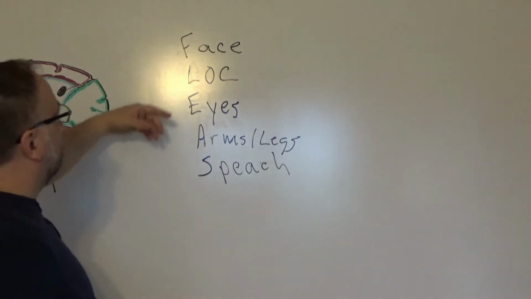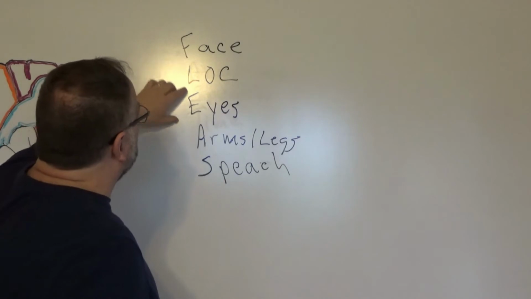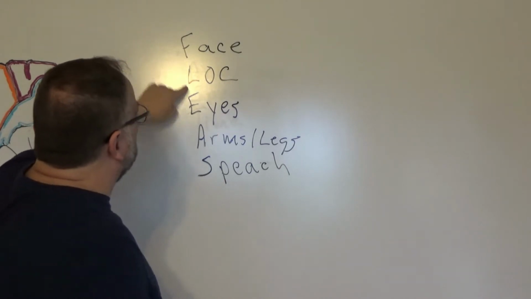So it's just got, in addition to the FAST, you've also got the eyes and the LOC. Real quick, I'm going to go through the NIH stroke scale, National Institute of Health stroke scale.